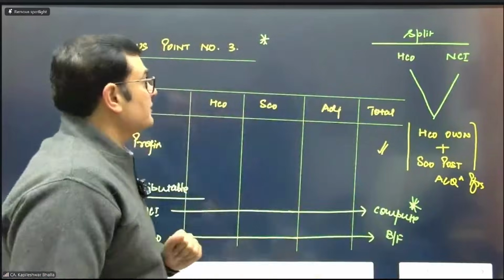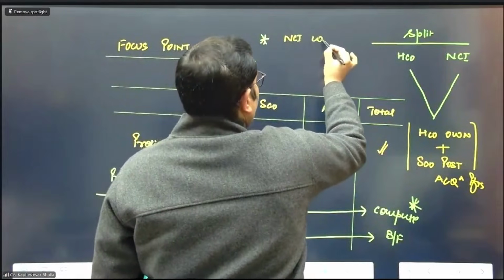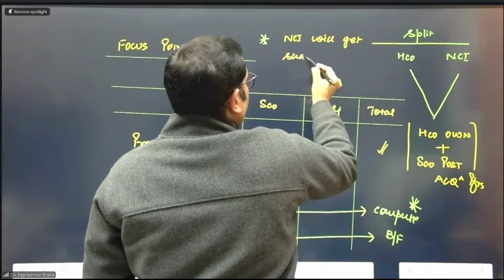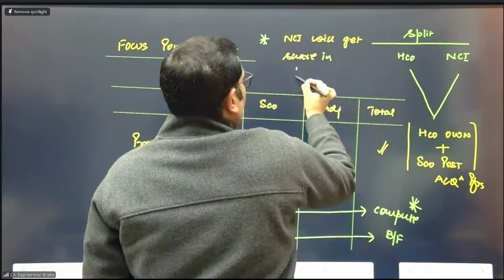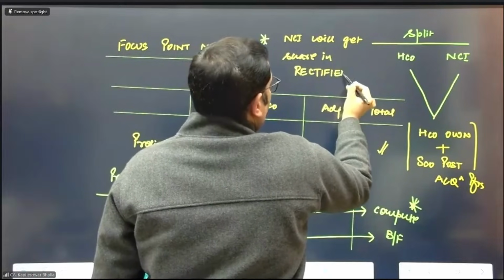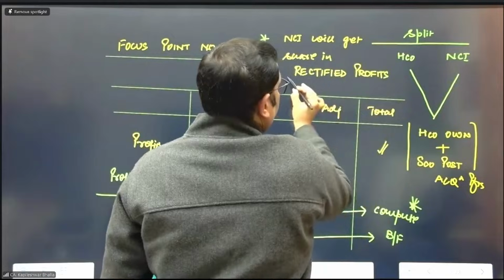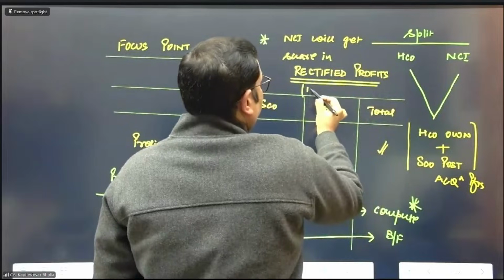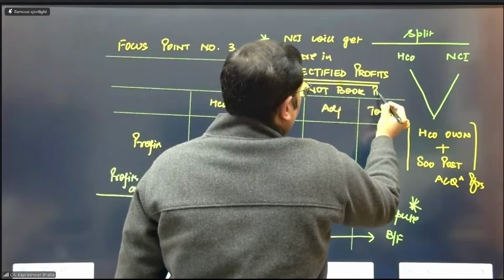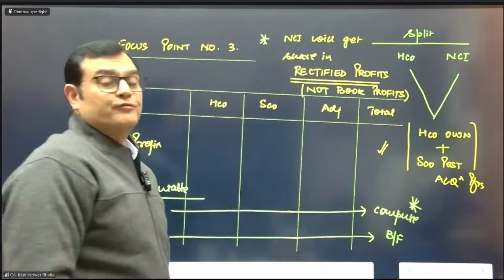So let me put the focus. NCI will get a share in, I'll put it very clear, rectified profits. He will get a share in the rectified profits. And let's put it very clear, not the book profits. I will not consider the book profits of the subsidiary. We will consider the rectified profits.